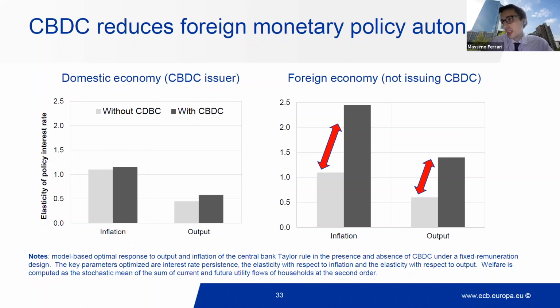So in a sense, it's not incentive compatible, or at least would give rise to a question of coordination across countries, because essentially they need to decide on how to split the benefit in the foreign economy for receiving lower spillovers in order to compensate the domestic economy that has to choose a CBDC remuneration scheme that is not really optimal.